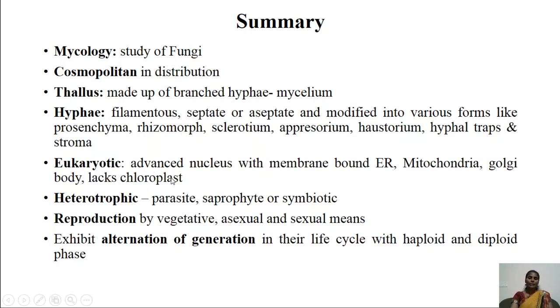The fungi are eukaryotic in nature with an advanced nucleus and other membrane bound structures like endoplasmic reticulum, mitochondria and Golgi apparatus, but lack chloroplasts. Hence they have to depend upon another organism for their nutrition. They are heterotrophic in nature, either by parasitic, saprophytic or symbiotic mode, and they reproduce by vegetative, asexual and sexual means. The fungi exhibit alternation of generations in their life cycle, with haploid and diploid phases alternating with each other.